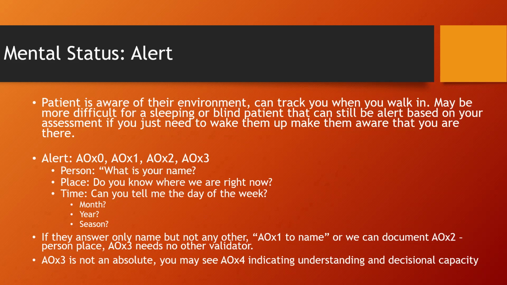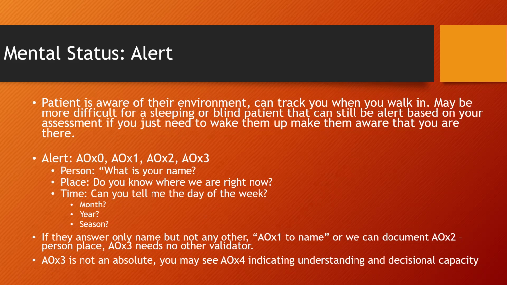So if they only answer one, so they know person but not place or time, it's A&O times 1 to name. And again, if I'm going to use that 1, I want to be able to document which one it was, which answer they knew. If they're A&O times 2, I'm going to document name and place. For times 3, I have the understanding of which ones they were able to get, all the answers.